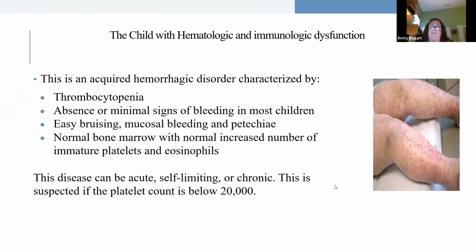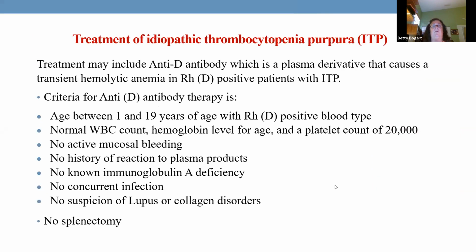So you will see them with low platelets and we're going to be treating them. And many times we can turn it around and make it an acute stage. If it's there for more than a year, it's going to be chronic. So how do we treat this idiopathic thrombocytopenia purpura? ITP, when you think of P, think decreased platelets.